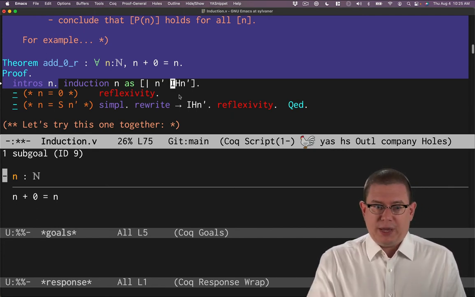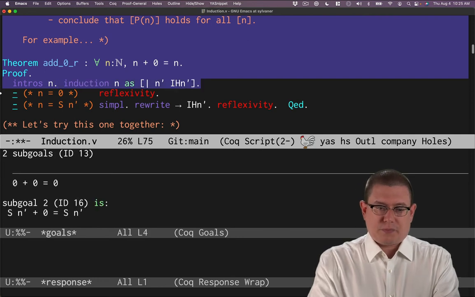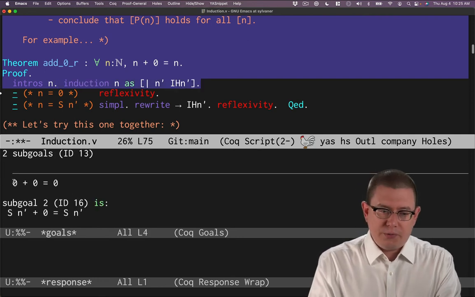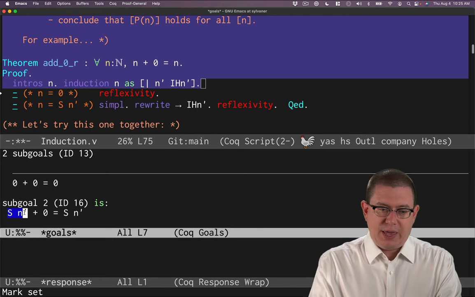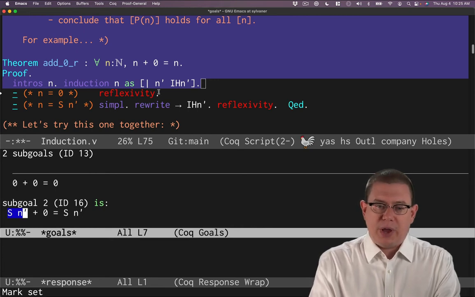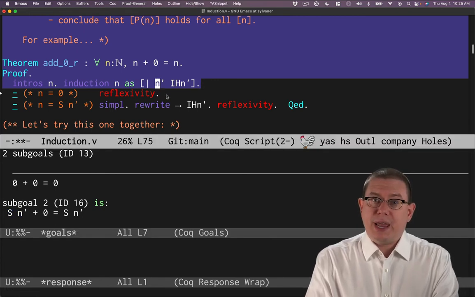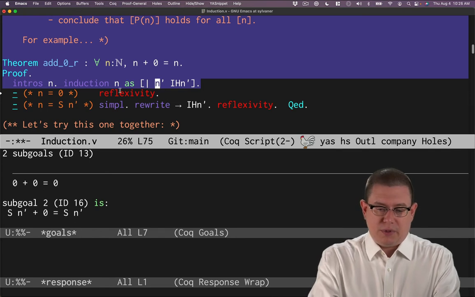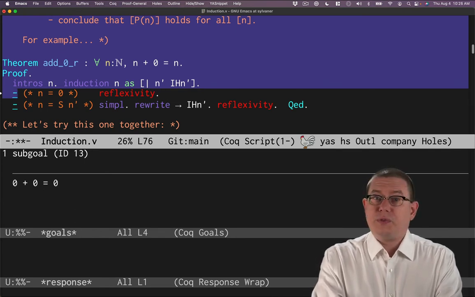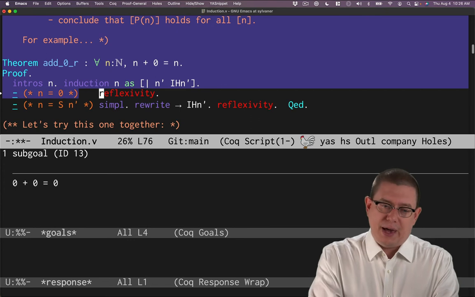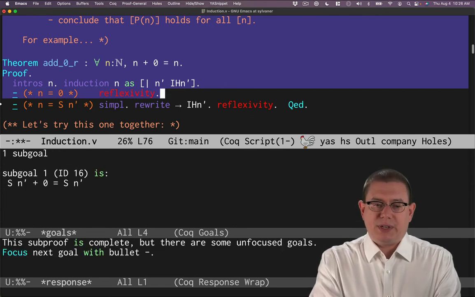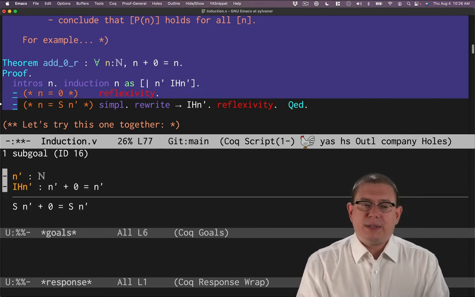So let's do that. We do the induction. We get two sub-goals, one for when n is zero, another one for when n is the successor of some other natural number n prime. Remember, we chose that name n prime right here ourselves. Focus in on that first one to prove that 0 plus 0 equals 0. That, of course, is easy. We do that by reflexivity. And now we get into the inductive case.